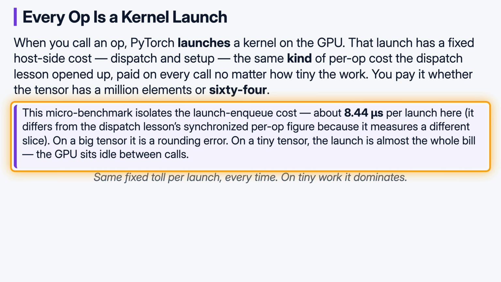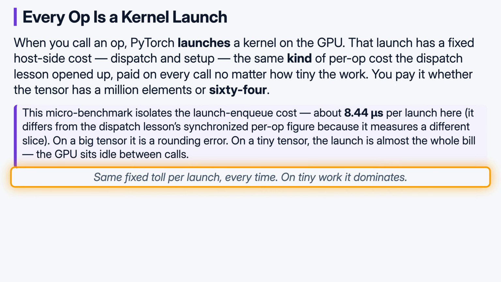On a big tensor, this toll is a rounding error. On a tiny tensor, the launch is almost the whole bill. The GPU sits idle between calls. Same fixed toll per launch every time. On tiny work, it dominates.